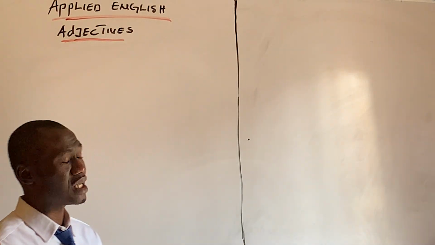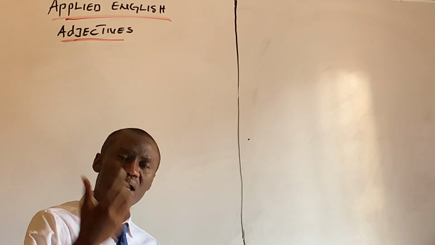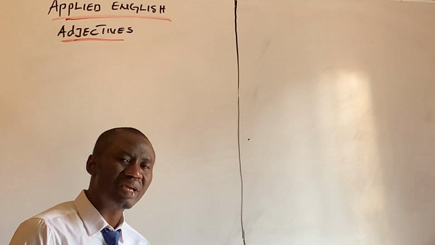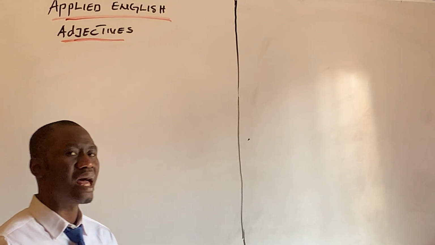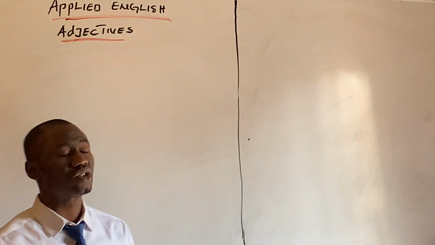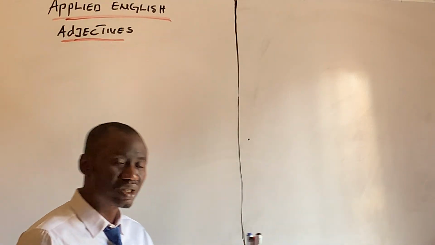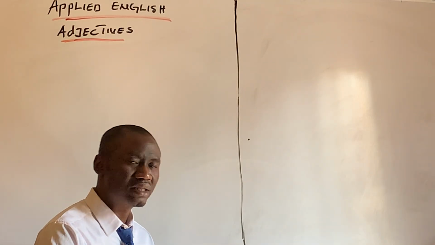What are adjectives? Adjectives are words that modify or describe a noun or pronoun. I'll say that again. Adjectives are words that modify or describe a noun or a pronoun. The objective for today's class is to arrange adjectives in a sentence in their correct order.